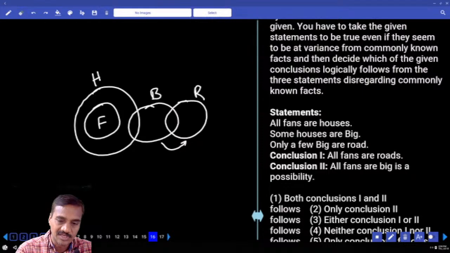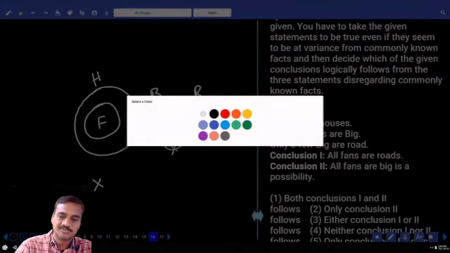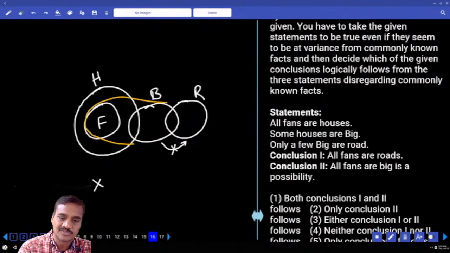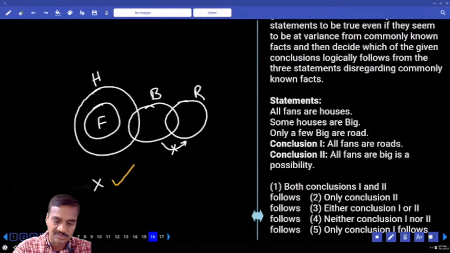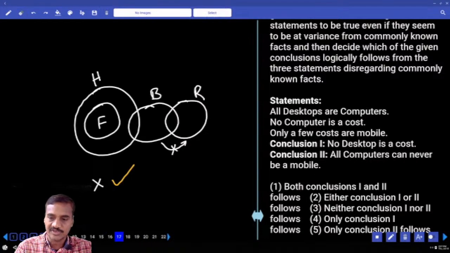Only some big are road, but not all. All these big cannot be a part of road. All fans are roads, false. All fans are big is a possibility. All fans are big is a possibility, so what is your answer here? Only 2, that is choice 2, question number 16.